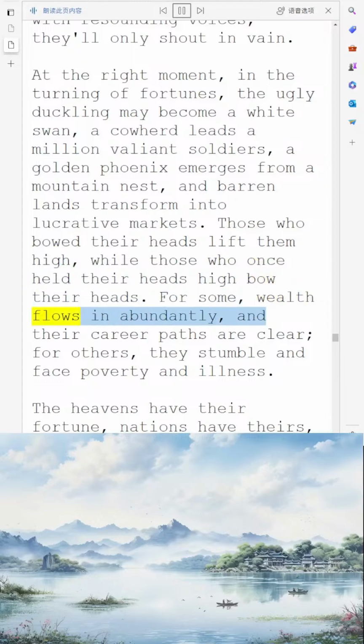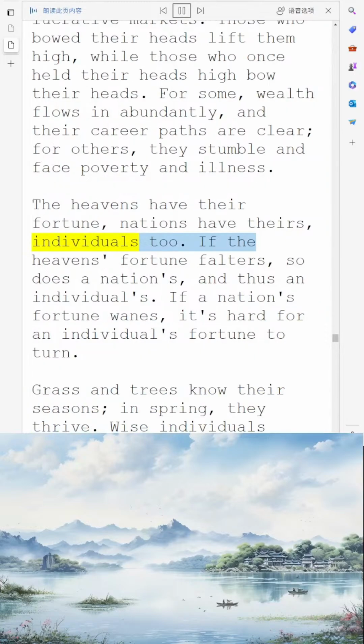For some, wealth flows in abundantly, and their career paths are clear. For others, they stumble and face poverty and illness. The heavens have their fortune, nations have theirs, individuals too.